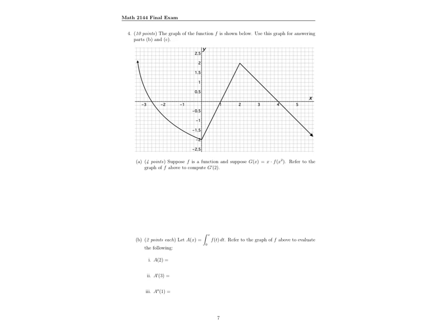The next problem that we have to solve is one about the graph of f shown below. So, looking at part A, we have to suppose f is a function and suppose that g of x is equal to x times our function f evaluated at x squared. Referring to the graph above, we have to compute the derivative of g at 2. So, the first thing we want to do is work out what g prime is.